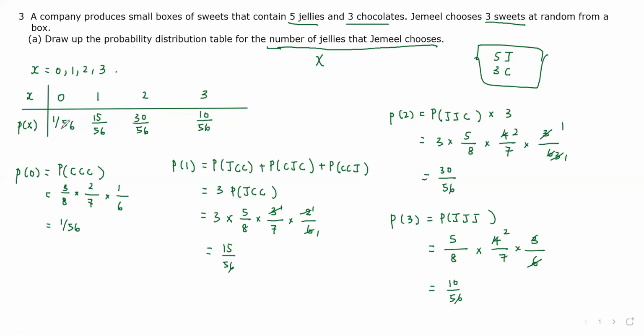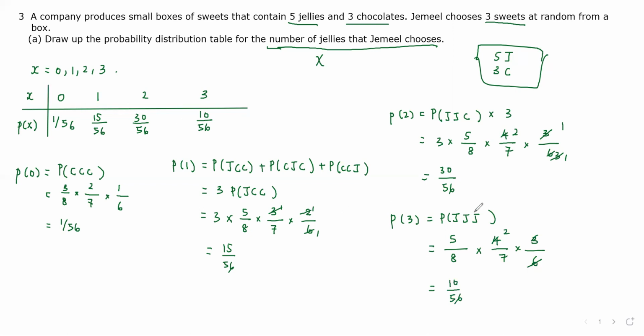Now to check that your answer is correct, you add all these up. 30, 45, 55, 56 out of 56. Total probability must be 1. So if the total probability must be 1, then this probability distribution table must be correct.